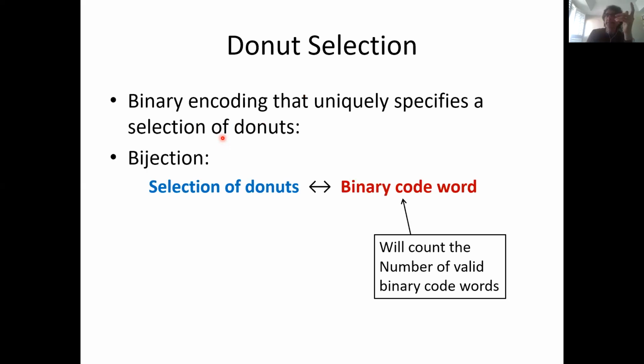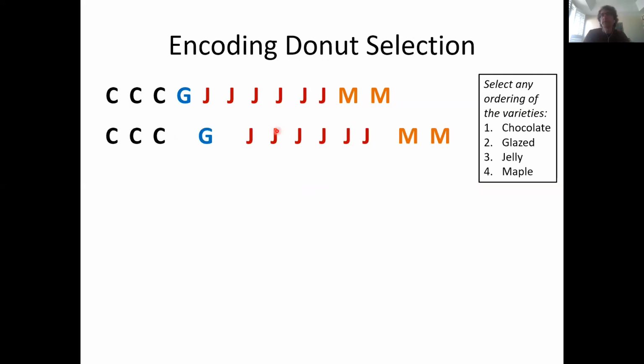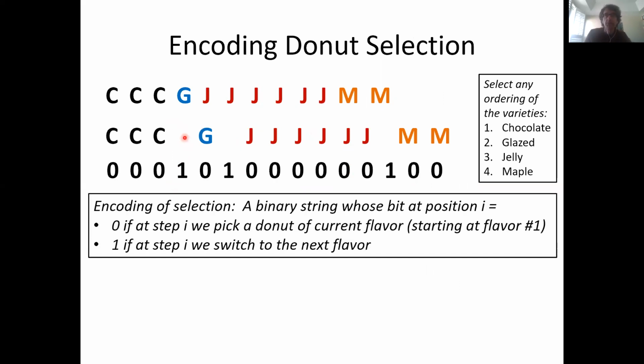So we are almost at the representation, because you can represent them as a binary code word where ones designate switches between the types. In other words, there's a bijection between donut selections and these binary code words with exactly 3 boundaries, the 3 ones, okay? So here is how the encoding works. I split them like this, and I put ones at the boundaries and zeros everywhere else.